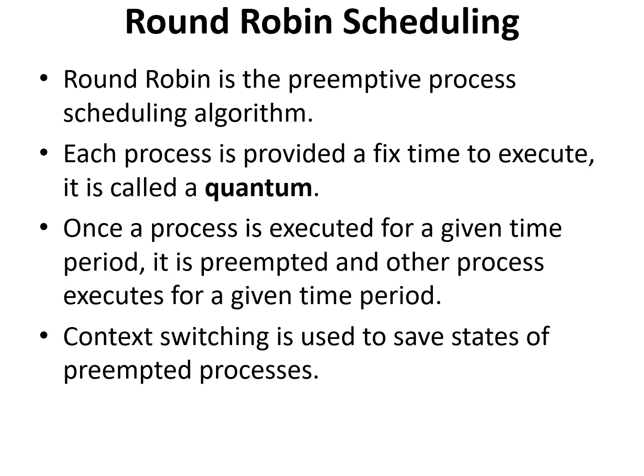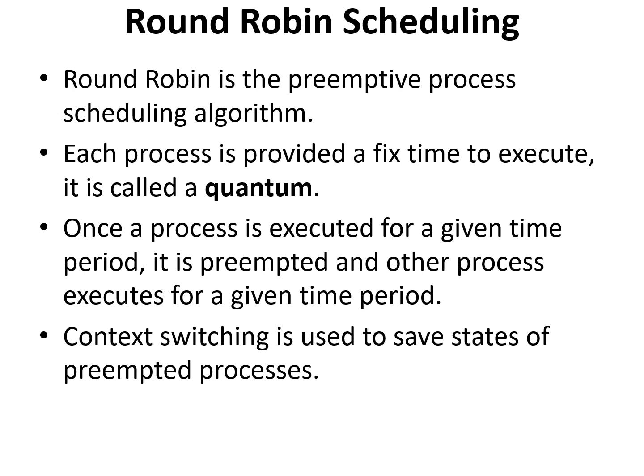Okay, next one, round robin scheduling. Round robin is a preemptive process scheduling algorithm. It is one of the important things. One of the scientists, Robin, invented this method, so that's called round robin scheduling.